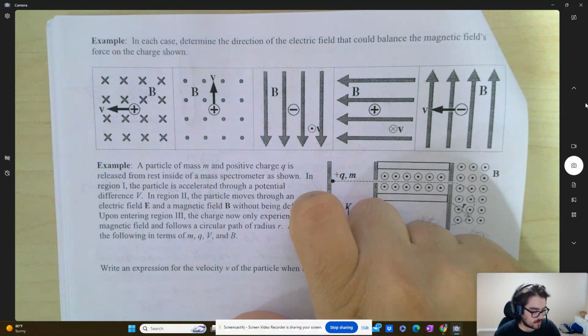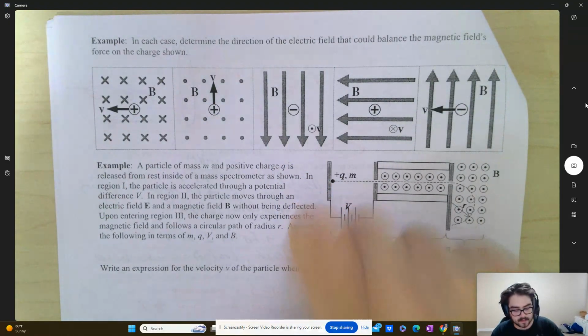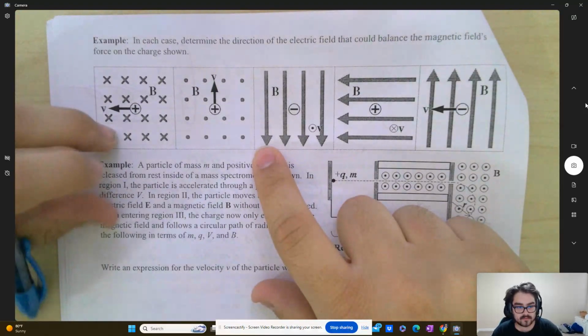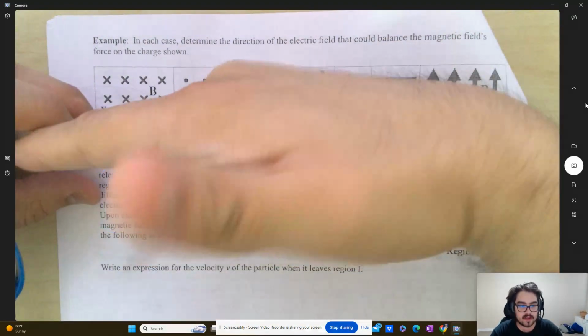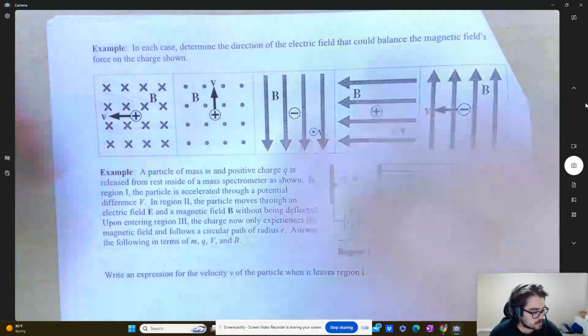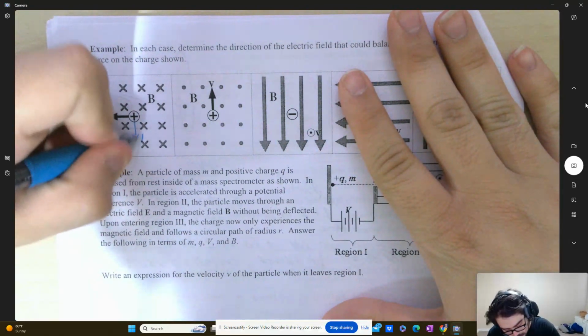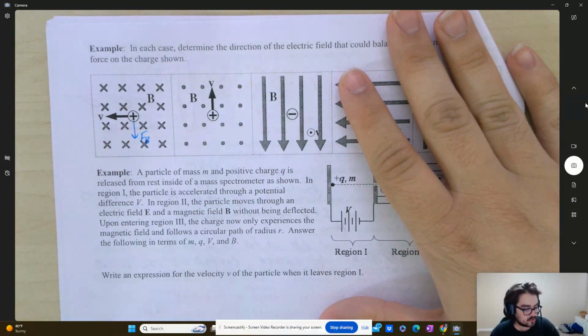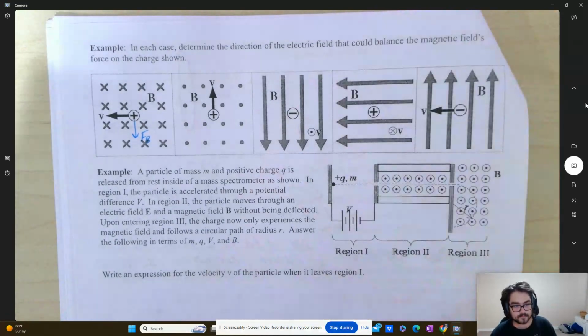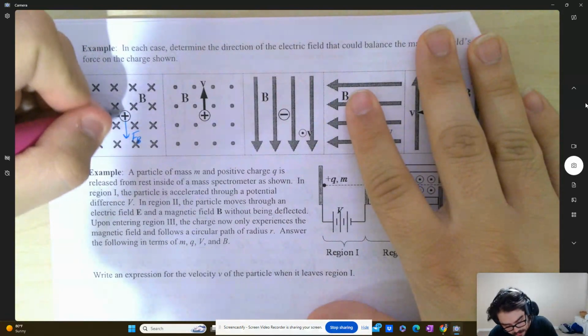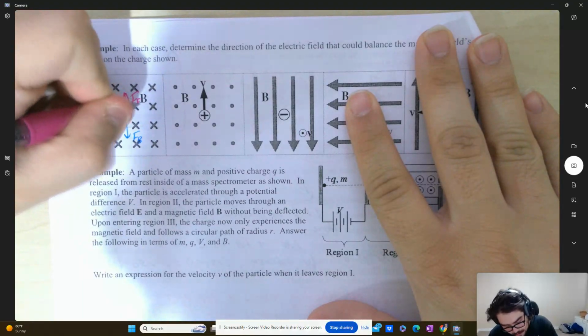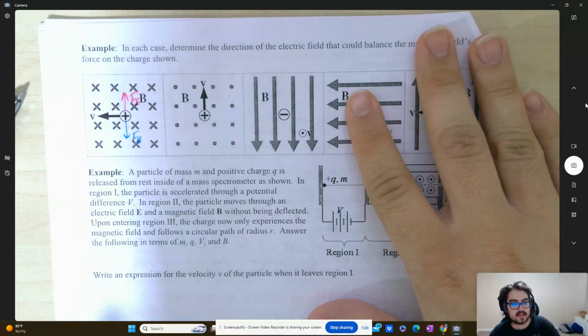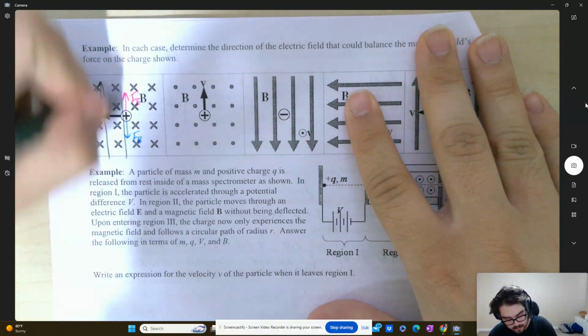So let's go through that really quickly. First off, we use our right hand rule because it's a positive charge. Velocity there, B field into the page. We'll notice that the force is going down. That means our electric force needs to go up. And for a positive charge, to get an upwards E force, the E field would also have to go up.